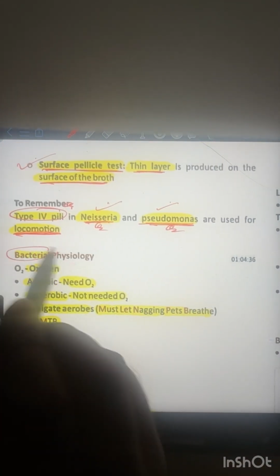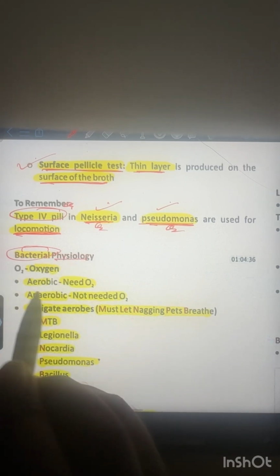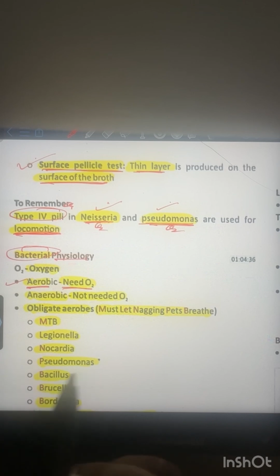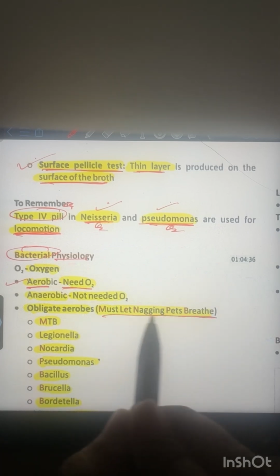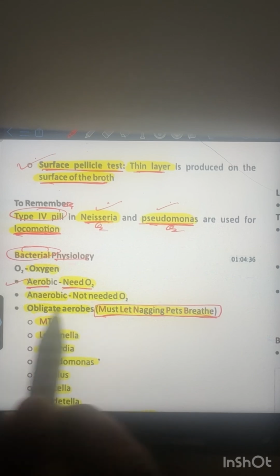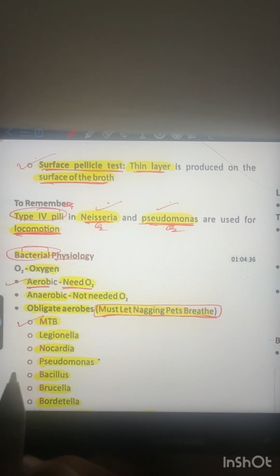So first and foremost, obligate aerobes means aerobes is something that requires oxygen. Let it breathe. It will be related to breathing. So: must let nagging pets breathe. What is must? So as you can see in front of you, the M is going to stand for the MTB. L, or LE, is going to stand together for Legionella. Then we have nagging. Nagging will stand for Nocardia.